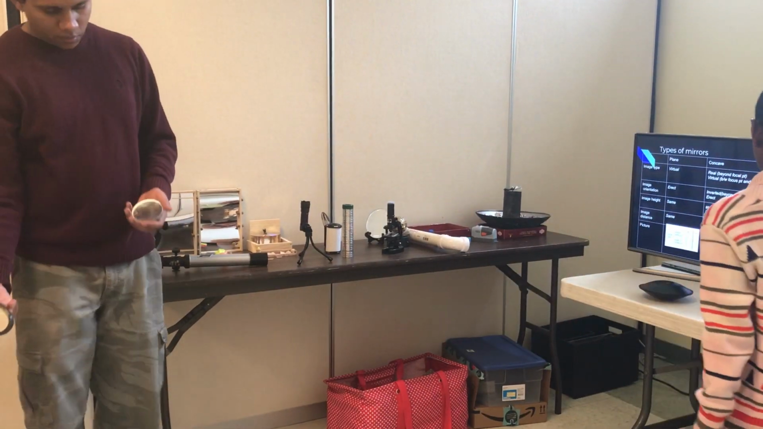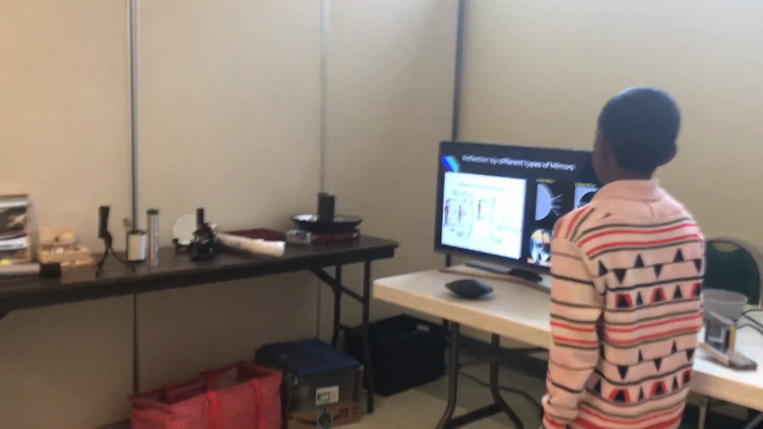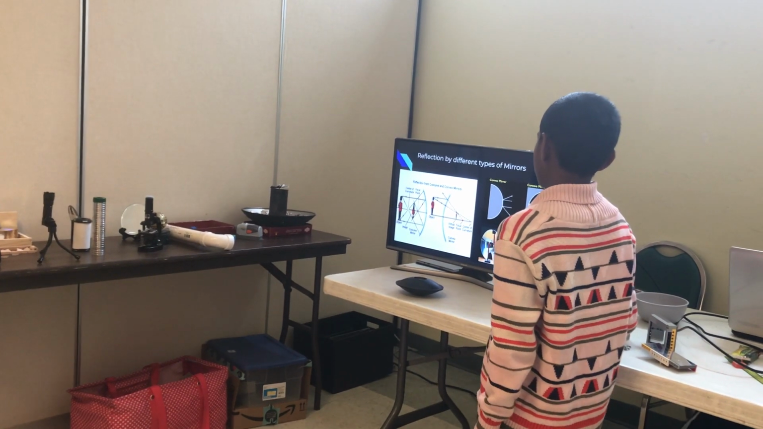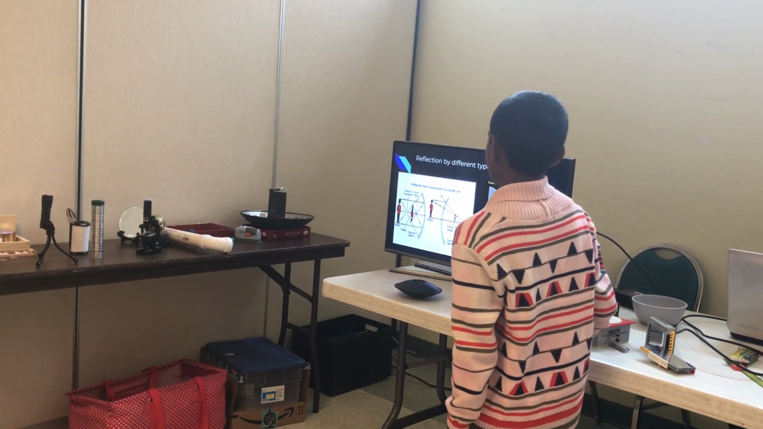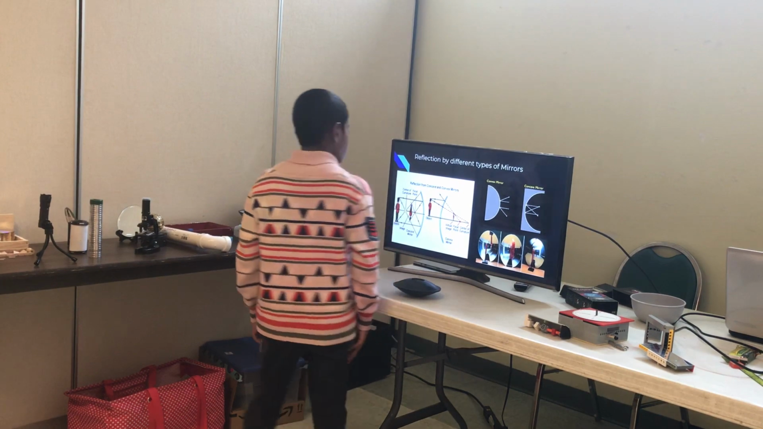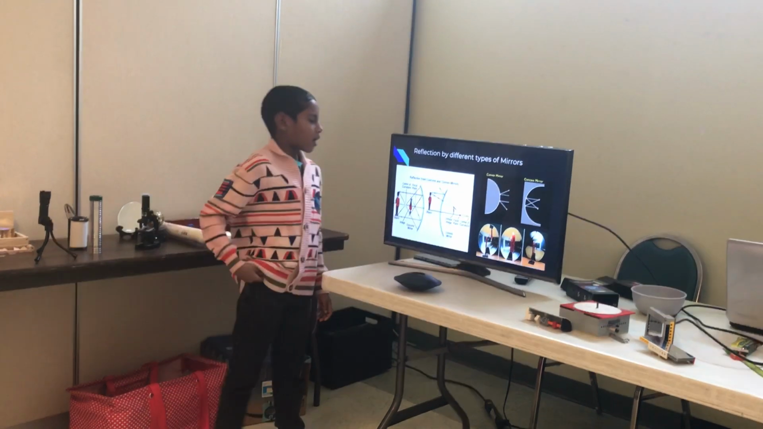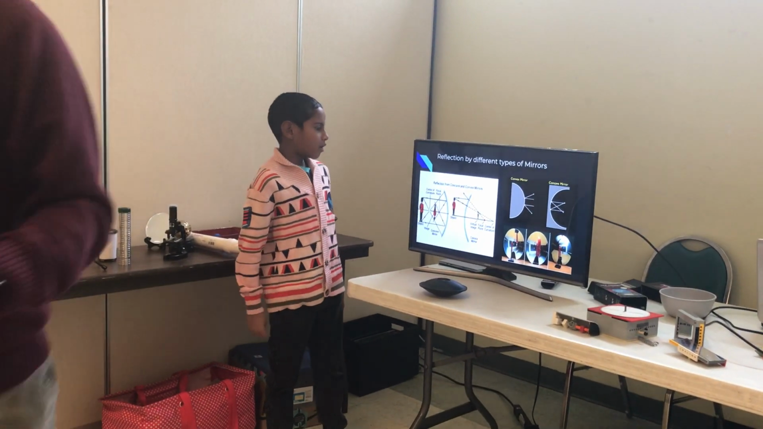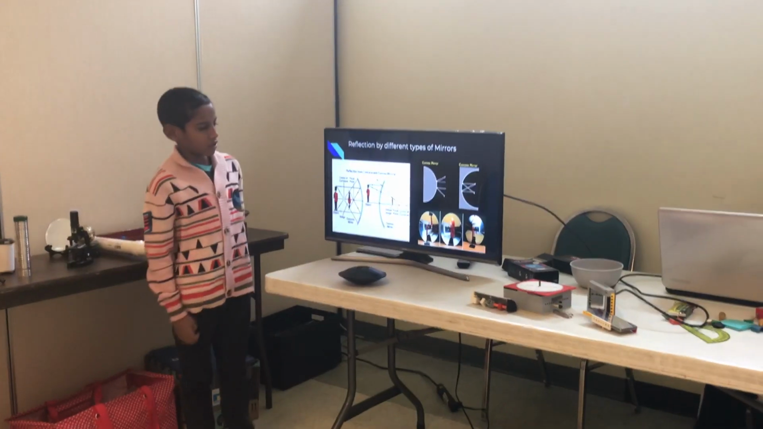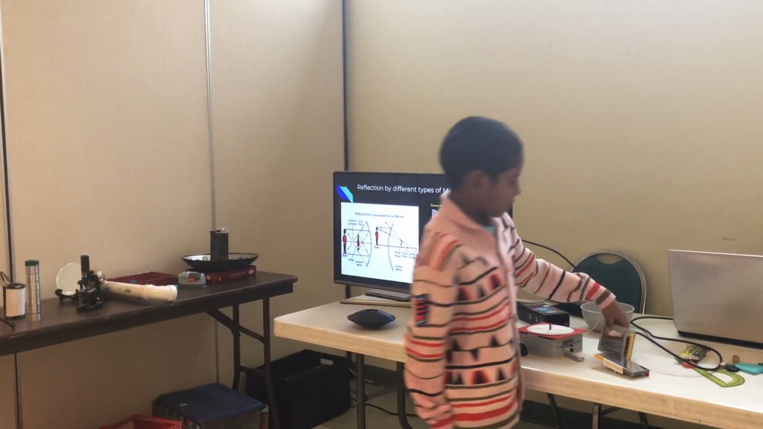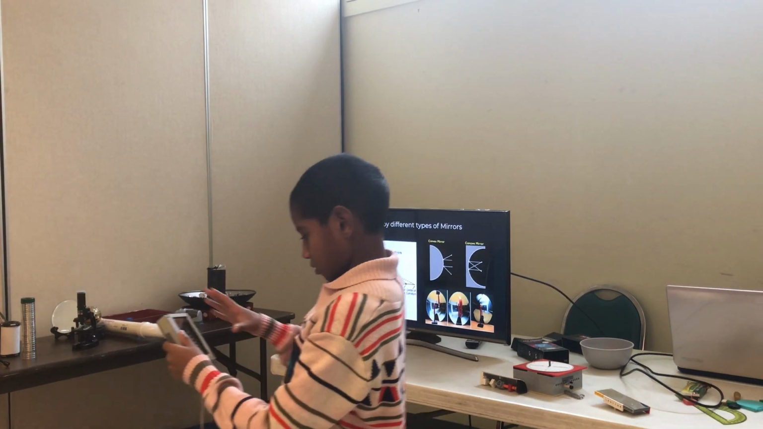Go to the next slide, Karthi. Different images: reflection by different types of mirror. I told you about the real images and the non-real images. Notice where I said it's a real image. So this is the reason why you have the real image and virtual image.